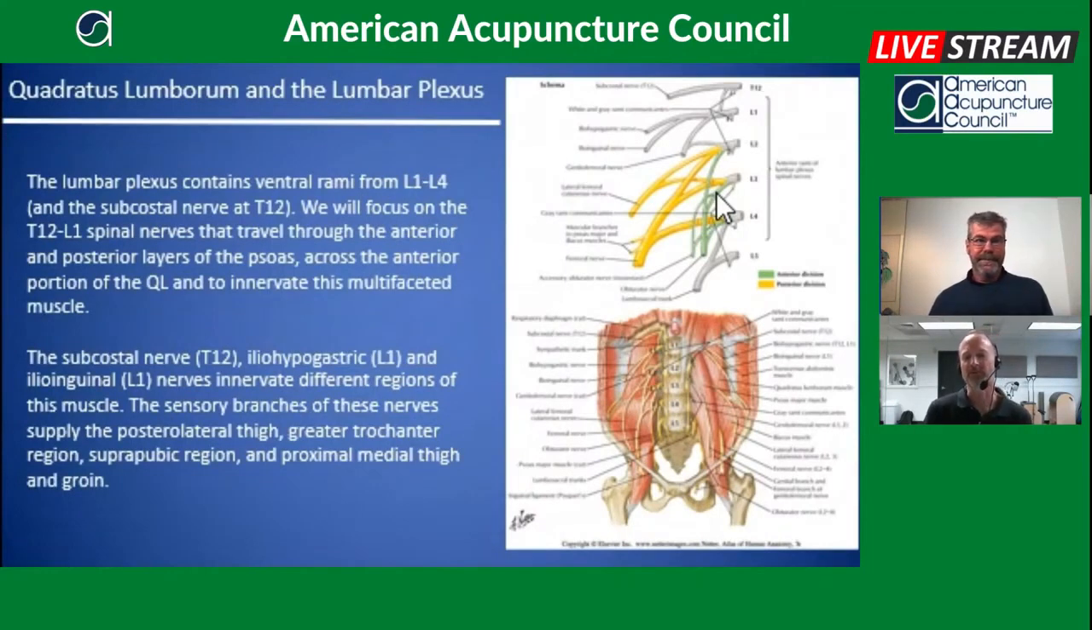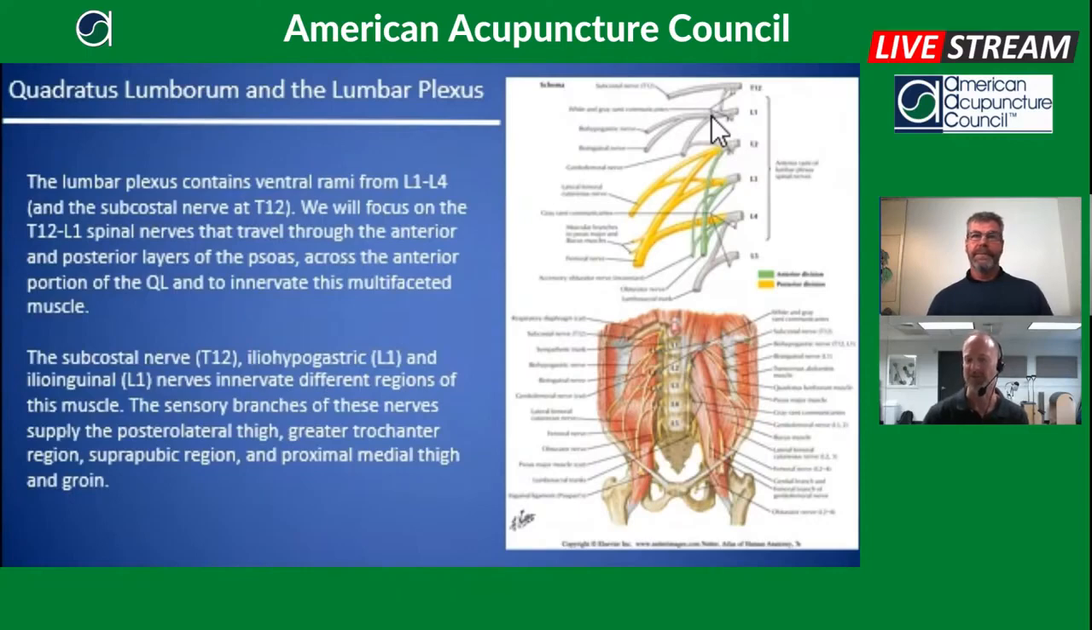The Quadratus Lumborum has a relationship, in terms of at least the topography of it, with the lumbar plexus, but it's really a little bit more complex than just that. So first of all, just a review of the lumbar plexus. This is coming from the ventral rami of L1 through L4. But if you look at this top image, the subcostal nerve, the T12 intercostal nerve, shares some fibers down into L1. So really the subcostal nerve contributes to the lumbar plexus.